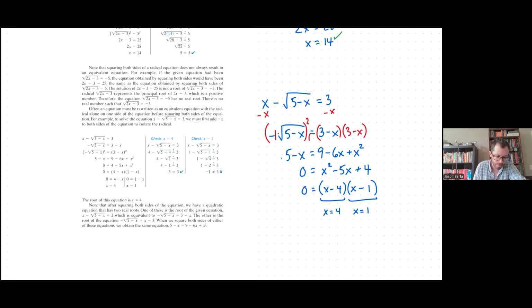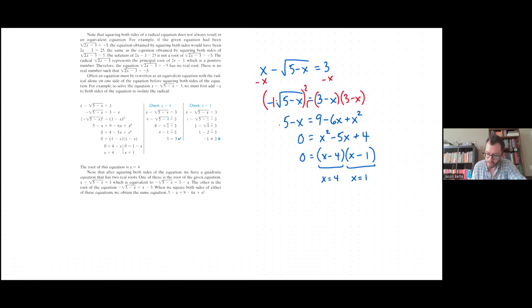Let's go back and plug in one at a time, the 4 and the 1. So I'm going to plug in the 4 into the original equation, in which case I get this: 4 minus the square root of 5 minus 4 equals 3. Well, 5 minus 4 is the square root of 1, which of course is 1, and 4 minus 1 is indeed 3. So this solution works. x equals 4 works.